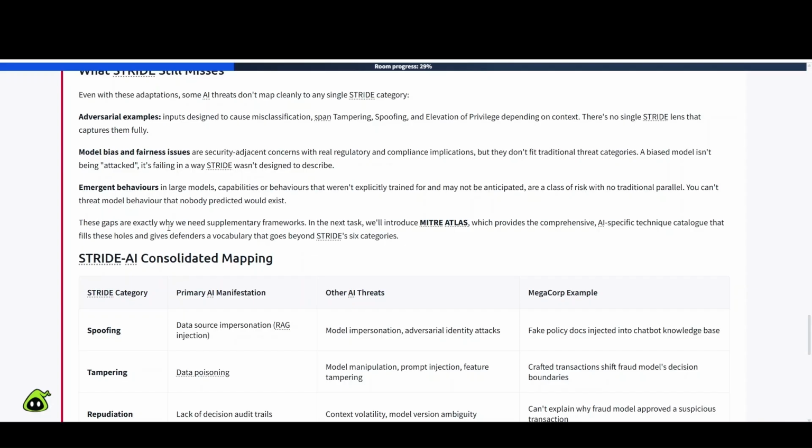These gaps are exactly why we need supplementary frameworks. In this next task, we'll introduce MITRE Atlas, which provides the comprehensive AI-specific technique catalog that fills these holes and gives defenders a vocabulary that goes beyond STRIDE's 6 categories.